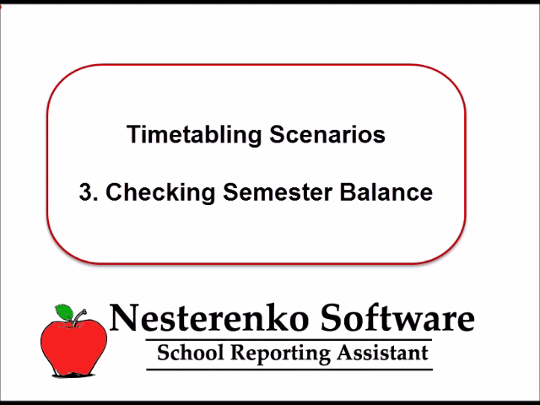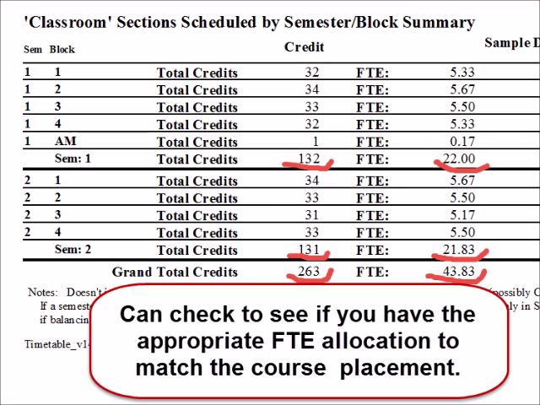There are many different approaches at this stage of the timetabling process. Different circumstances may determine the order of the next step. After all courses have been scheduled, the Classroom Sections by Semester Block Summary Report allows you to see if the semester balance matches the staffing allocation that you may likely have at this point in time.